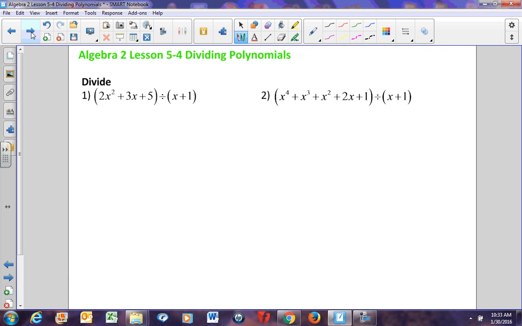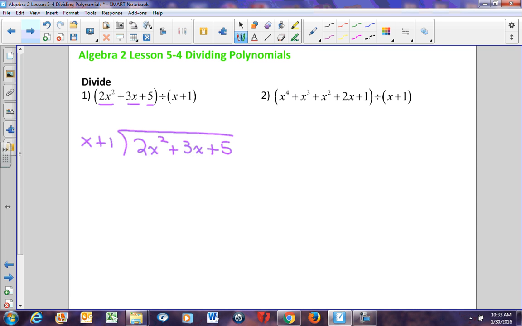Okay, let's do this a couple more times, because this is a new concept for most of you. So if I take 2x squared plus 3x plus 5, and I'm dividing by x plus 1, my x plus 1 goes on the outside. On the inside, 2, 1, nones. There's nothing missing, so I don't need any placeholders, and it's in the right order. So I'll have 2x squared plus 3x plus 5.